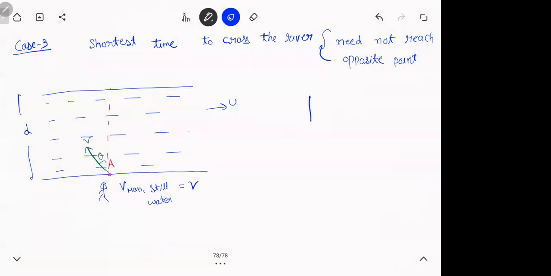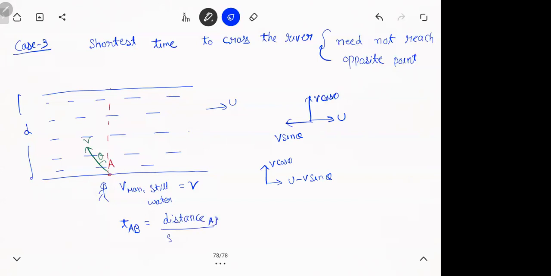So what are the components of the man's velocity? V cos theta, and this is the river's speed U. This is V sin theta. So the speeds will be V cos theta along the width, and U minus V sin theta along the river. Now you're asking the time to cross the river. So time taken to go from A to B will be distance AB by speed along AB, which is nothing but D by V cos theta.